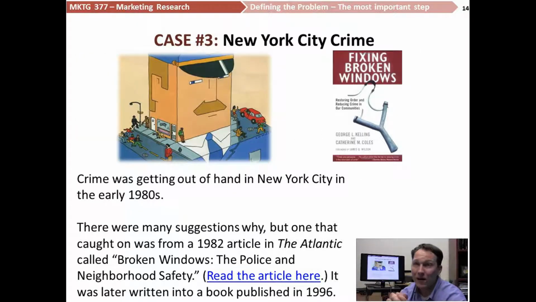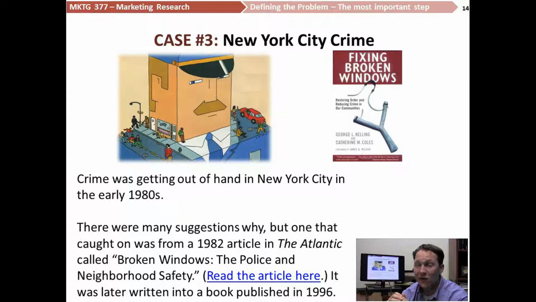Well, the third thing I'm going to talk about is New York City crime. And this is not in your textbook, but there are 2 articles that you can read. They're both in your lecture notes and they're on the slides. And this is a complicated issue. I'm going to really simplify it, but I think it's interesting. And I think that it really relates to what we're talking about.